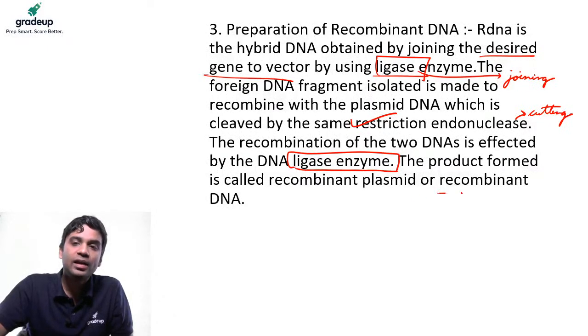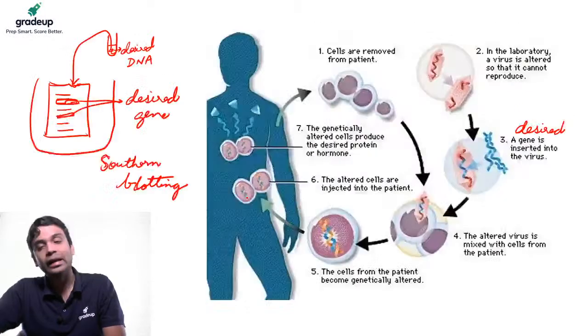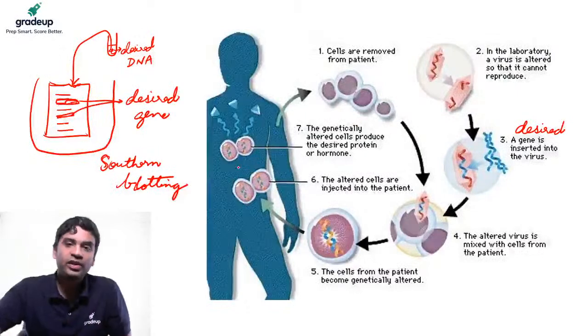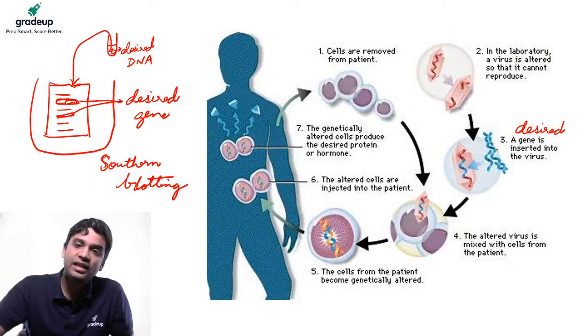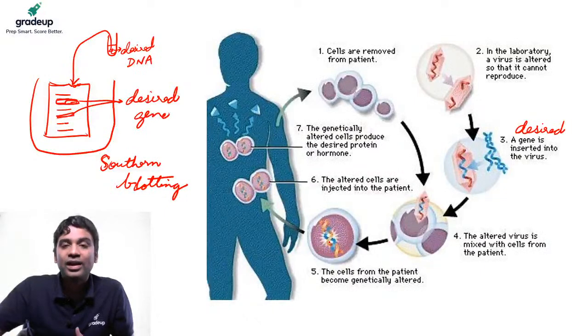Ultimately you get recombinant DNA. You can see this in the figure. First you take cells from the patient, the lab alters the virus so that it cannot reproduce for some time. Then you take the desired gene or the DNA sequence and you add it to the virus. Then the virus is added to your host cells, and then the host cells are added to the patient. So ultimately, the cells of the patient become genetically altered by this process.